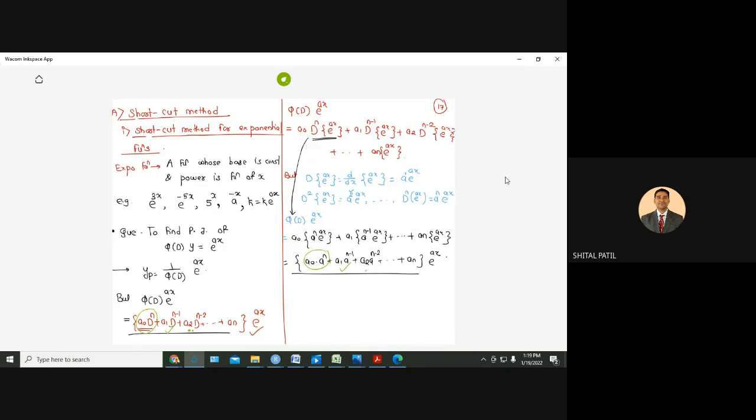So can I write like this? Equal to this is phi of d, na? So can I write phi of a? Yes, e raised to x. Getting? So you might have understood we started with phi of d e raised to x. See, we started with here. And what is the conclusion? Equal to phi of a e raised to x. Is everyone getting it?